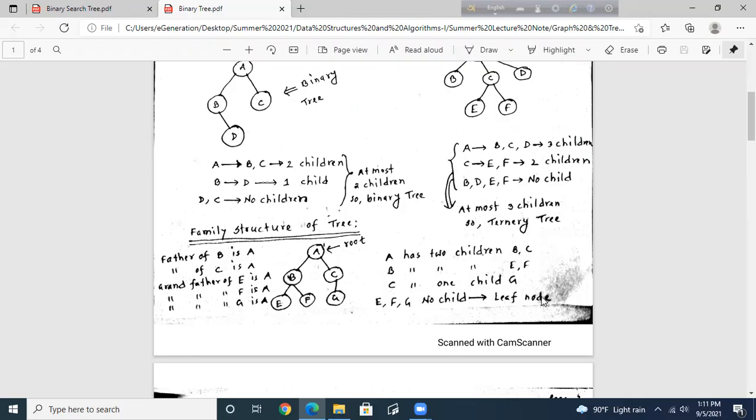So you have to know many things. One is, what is root? Root has no father, so this is the root node. Father of B and C is A, father of E and F is B, father of G is C. On the other hand, children of A are B and C, children of B are E and F, children of C is G. Since E, F, G have no child, they are the leaf nodes.